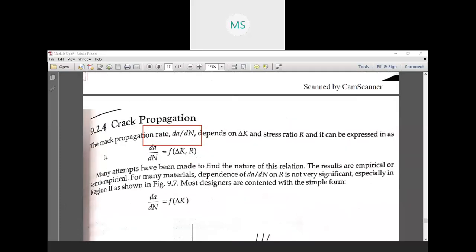Crack propagation: the crack propagation rate dA by dN depends on del K and the stress ratio R, and it can be expressed in this form. That is what we discussed last time. Now you will ask me what all those representations are. If you have forgotten, we will just see it one more time. So dA by dN, what is dA, what is dN, let us see this.